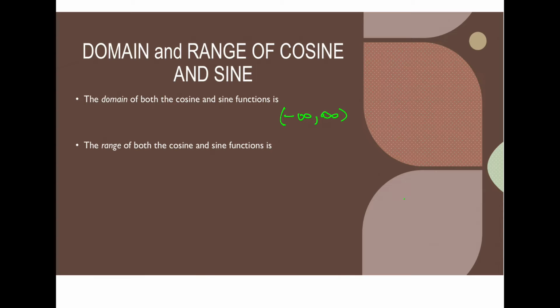The range of the basic sine and cosine functions is -1, including -1, up to +1, including +1. Of course, sometimes we'll do stuff to these functions, but if we're just talking about sine x and cosine x, those are both the domain and range of those functions.